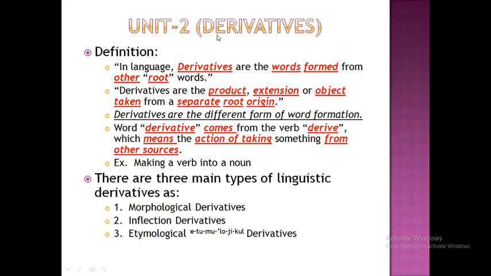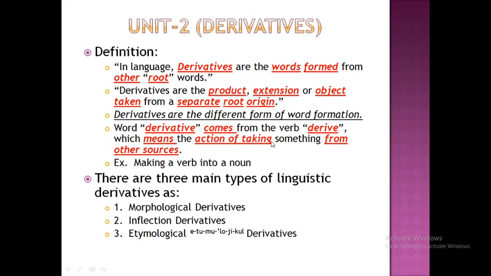First point that comes to mind is what derivatives are. With respect to language, derivatives are the words formed from other root words. In other words, we can say derivatives are the product, extension, or object taken from a separate root origin. Derivatives are a different form of word formation, considered different from the normal word formation which we have already gone through.